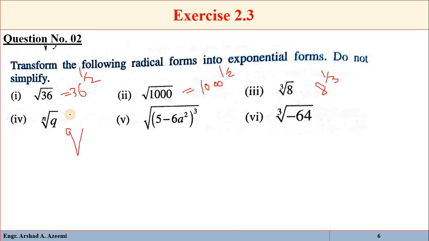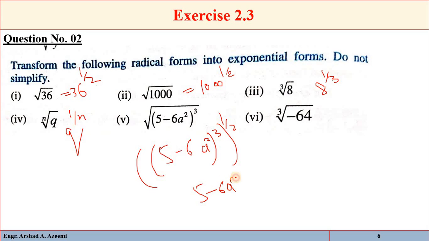Here we have q to the power 1 over n, and this one will be 5 minus 6a squared whole cubed to the power 1 over 2, or it will be equal to 5 minus 6a cubed, a squared to the power 3 by 2. And here we will have minus 64 whole to the power 1 over 3. These are the exponential forms of the given radical forms.